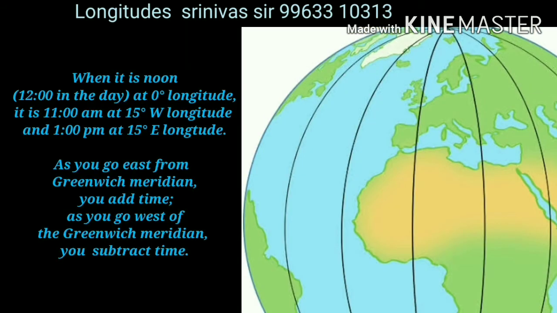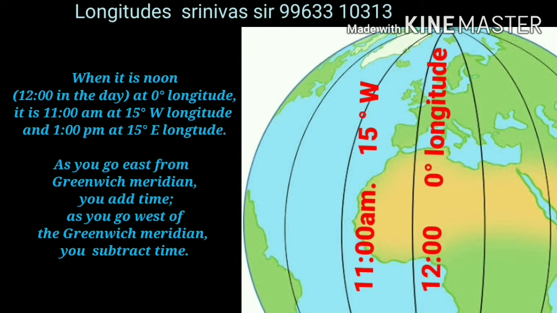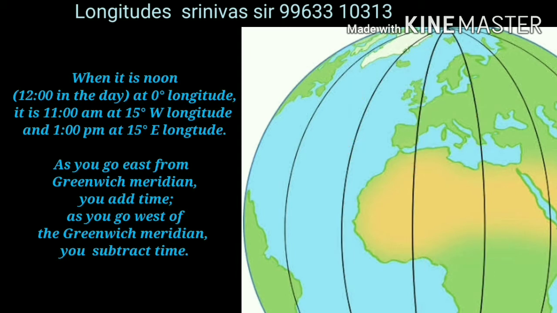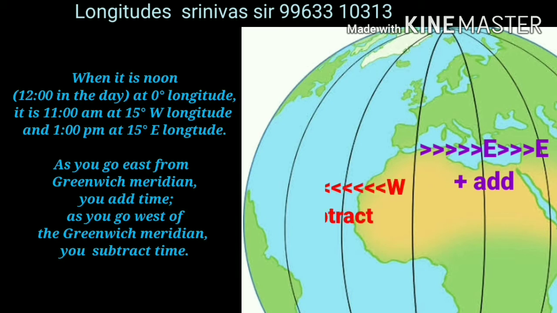When the time is 12 o'clock at 0 degrees longitude, it is 11 am at 15 degrees west longitude and 1 pm at 15 degrees east longitude. As you go east from the Greenwich meridian, you add 1 hour for every 15 degrees of longitude. As you go west from the Greenwich meridian, you subtract 1 hour for every 15 degrees of longitude.